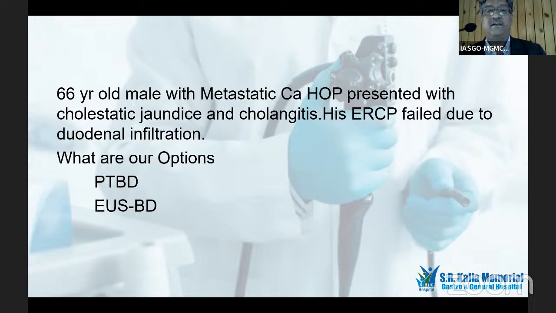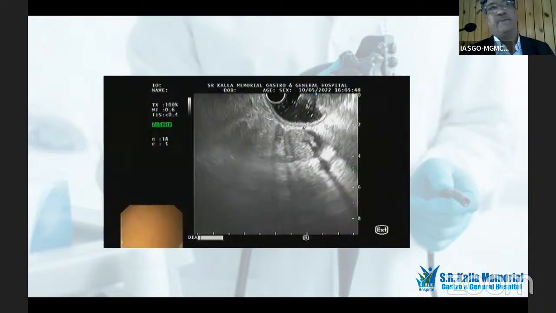A 66-year-old male has metastatic CA head of pancreas, presented with cholestatic jaundice and cholangitis. His ERCP was tried but failed because there was too much duodenal infiltration. So what were our options for this patient? He goes in for PTBD or he goes in for endoscopic bile duct drainage.